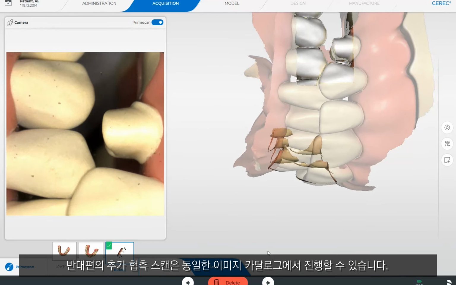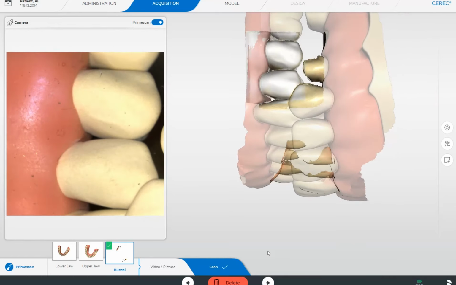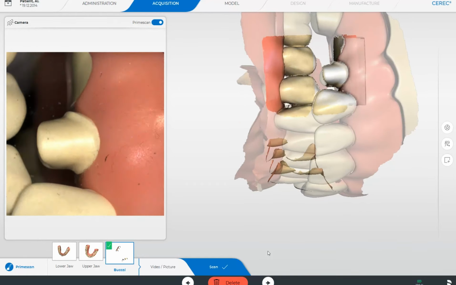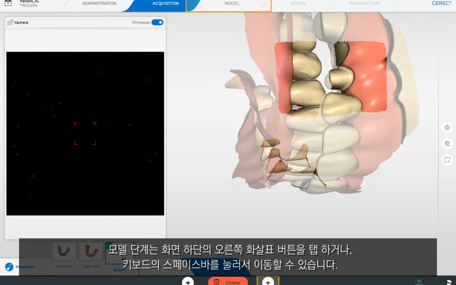An additional buccal scan on the opposite side can be scanned in the same image catalog. This increases the accuracy in the allocation of the 2 jaws. After successful scanning of the default image catalogs, we can switch to the next phase, the model phase, either by tapping the arrow to the right at the lower edge of the screen or on the phase bar.